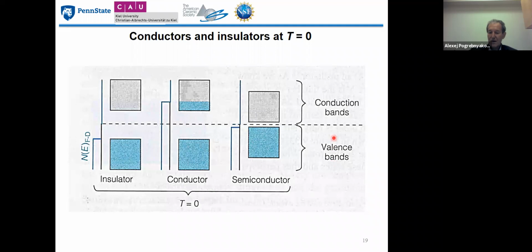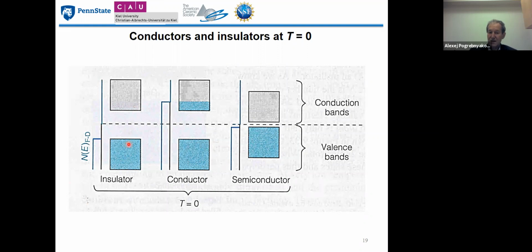So let's see how this superconducting energy gap, where it opens. So here we see energy band diagrams of various materials: insulators, conductors, and semiconductors. And in insulators, we see that the valence band is fully occupied and the conduction band is fully unoccupied. So there are no conducting electrons.